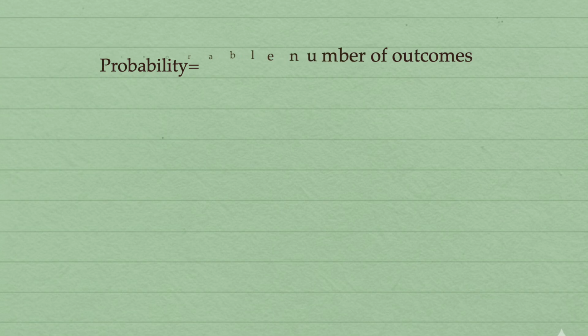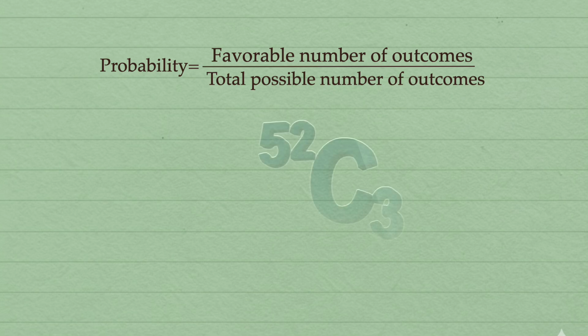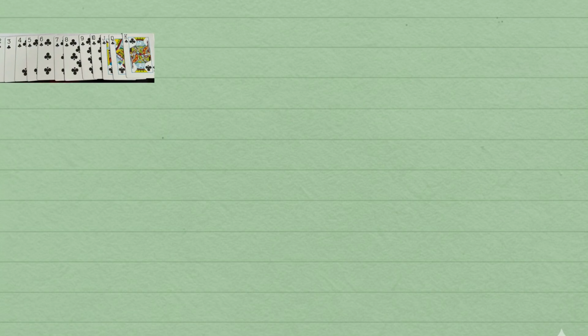We know that probability is determined by dividing the number of favorable outcomes by the total number of possible outcomes. The total possible outcomes are given by 52C3, as we are selecting any 3 cards at random from a deck of 52 cards. Let us understand what this formula does.